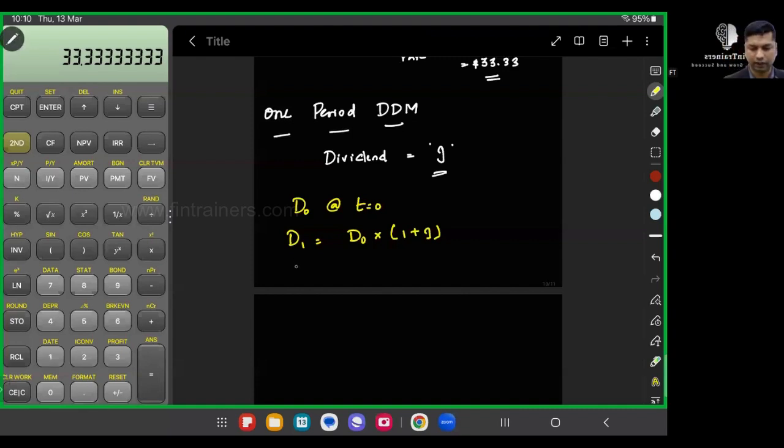If I want to calculate D4, it's going to be D0 into 1 plus g to the power 4. So you will compute this like that, right? You can calculate any period dividend if you have a constant growth rate. Okay, now we will start with 1 period DDM, very simple.